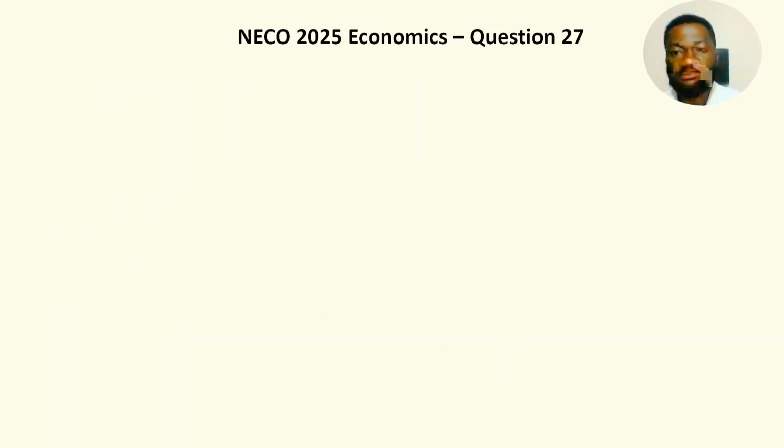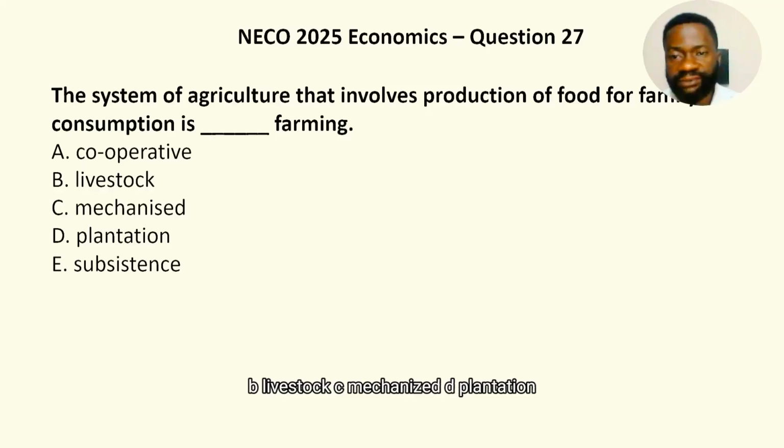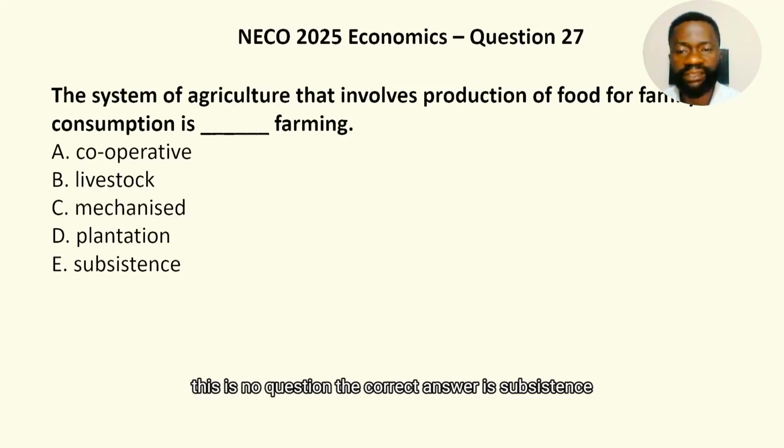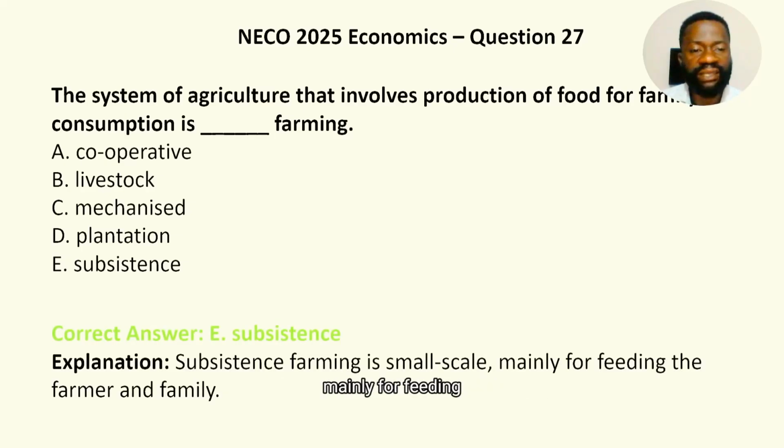Next one. The system of agriculture that involves production of food for family consumption is dash farming. A. Cooperative. B. Livestock. C. Mechanized. D. Plantation. E. Subsistence. This is a no question. The correct answer is subsistence. Subsistence farming is small scale farming, mainly for feeding the farmer and his family.